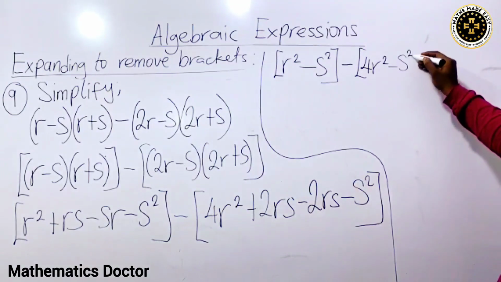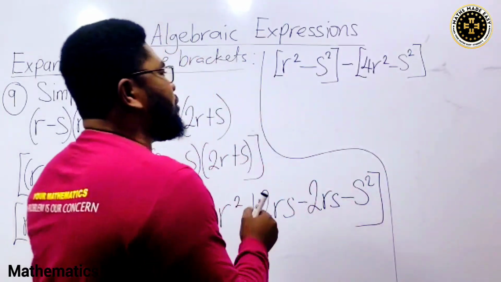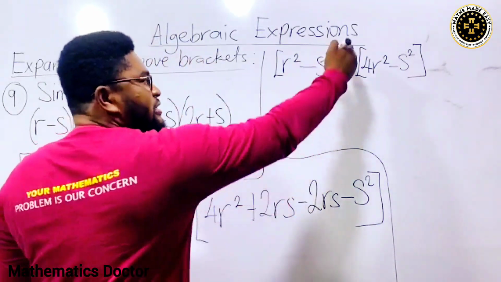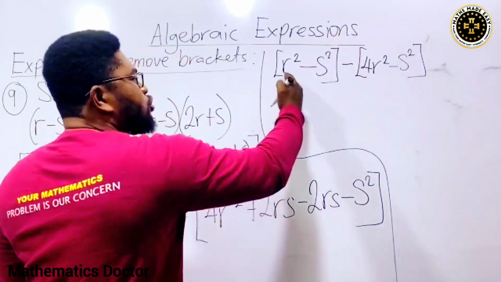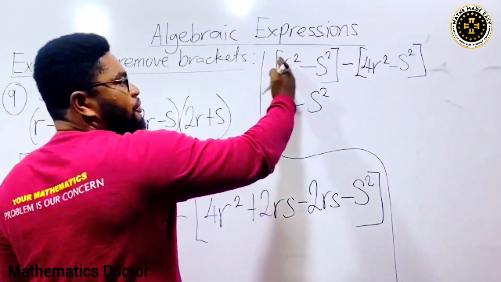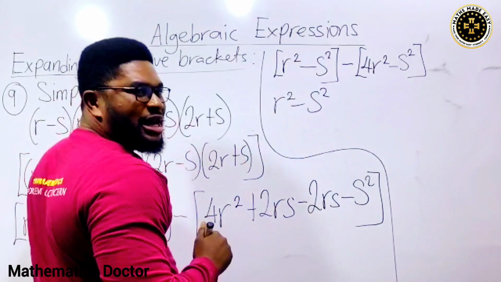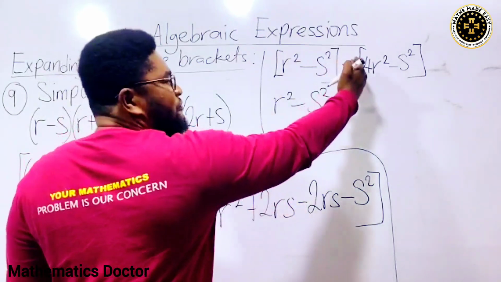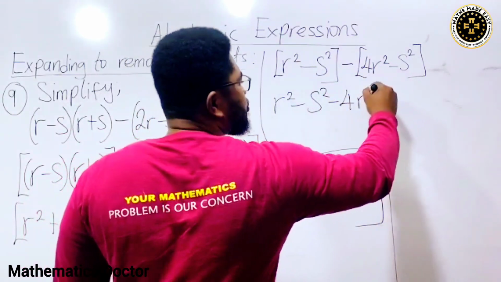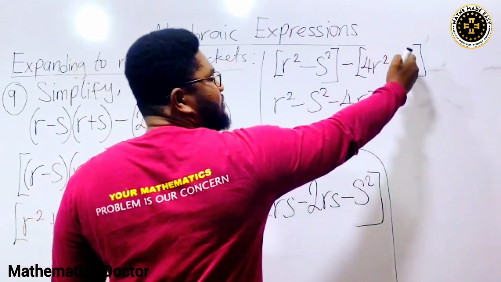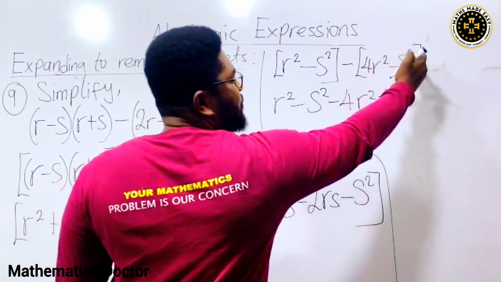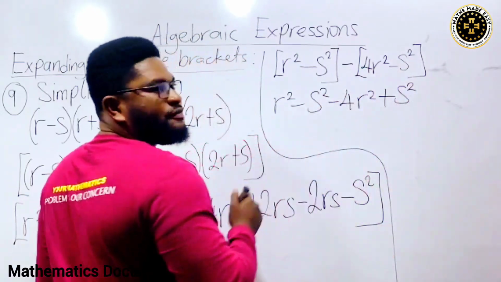So minus s squared. Then I will expand with a negative sign to the second bracket, since there's negative 1 as a coefficient. So we have r squared minus s squared. Positive 1 leaves the bracket, expanding without changing the terms in the bracket. So I have minus 1 times 4r squared becoming minus 4r squared. The minus 1 times minus s squared becoming positive s squared. That is to say, minus 1 times minus s squared giving me positive s squared.